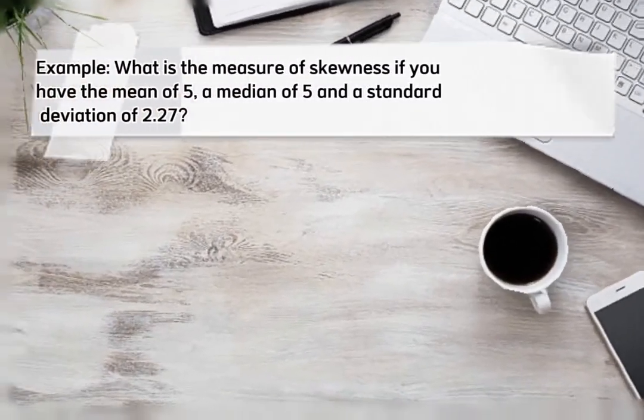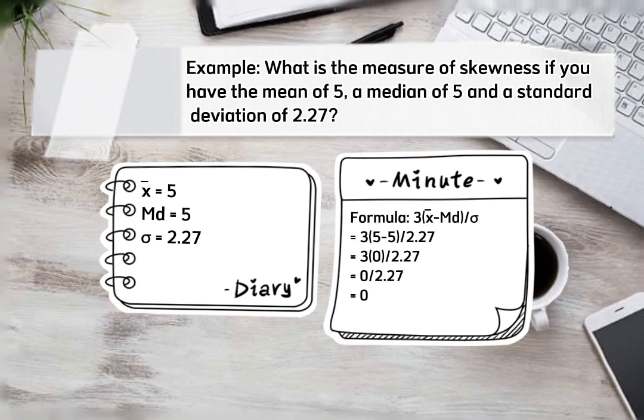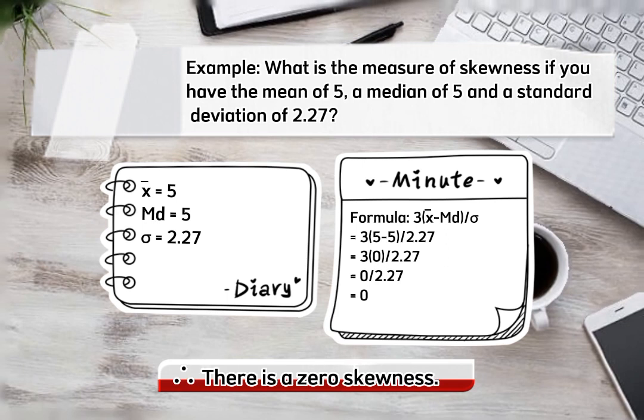Another example, what is the measure of skewness if you have a mean of 5, a median of 5, and a standard deviation of 2.27? Just like example number 2, we will use the formula of the Pearson median skewness based from the given. 3 times the difference of mean and median over the standard deviation. 3 times 5 minus 5 over 2.27. 3 times 0 over 2.27. 0 over 2.27 equals 0. Therefore, there is a zero skewness, also considered a normal distribution.